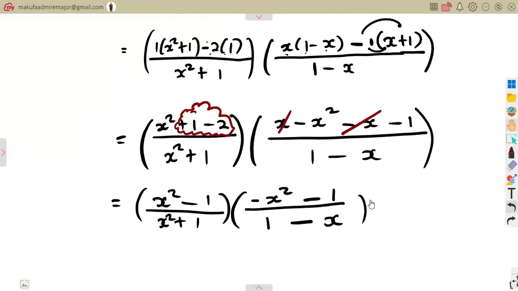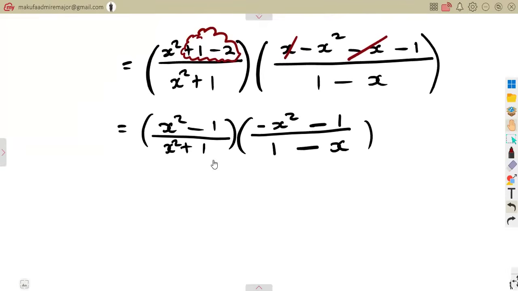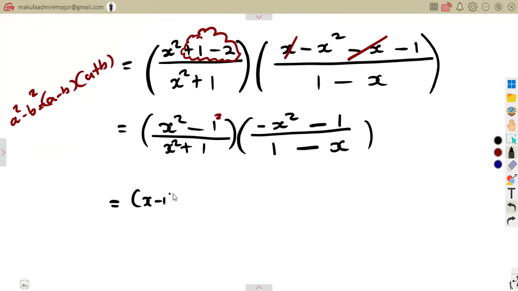But anyways, even if you worked it this way, you are going to work it out at the end because you can see that in the first bracket, there is a difference of 2 squares, x squared minus 1. Remember your difference of 2 squares concept. A squared minus b squared is equal to a minus b into a plus b. So 1 is same as 1 squared. So we've got 2 brackets, x minus 1, x plus 1, everything over x squared plus 1. Okay, so I'm just going to remove this bracket and use a normal multiplication sign.